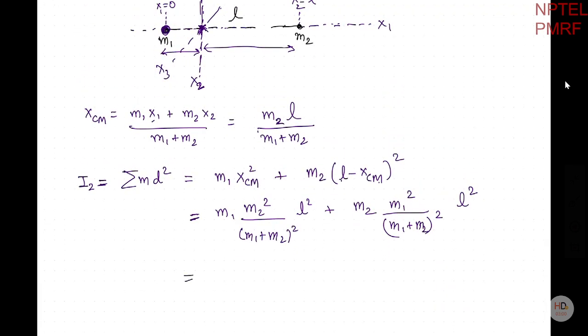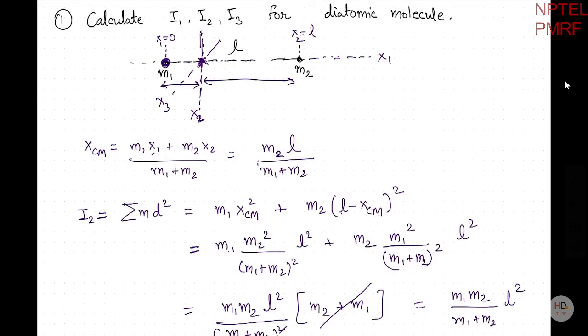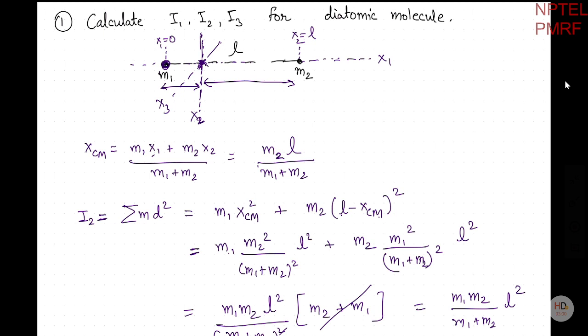Now you can take out m1 m2 common, and L square. So what you will be left with is m1 plus m2 whole square. In this you get m2 and in this you get m1, which gets cancelled with this one. So you get m1 m2 by m1 plus m2, L square. Okay. And if you remember, this is your reduced mass. So m_r L square.